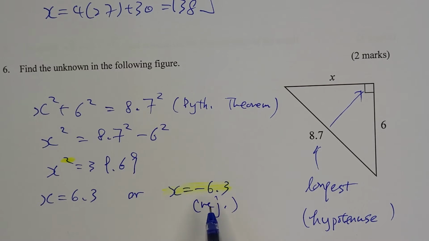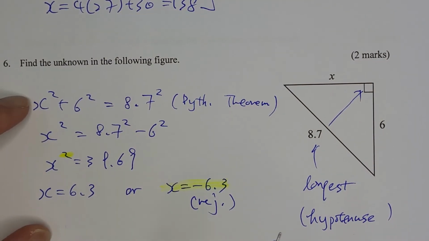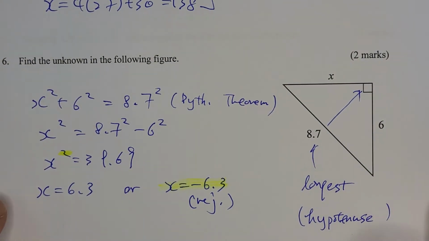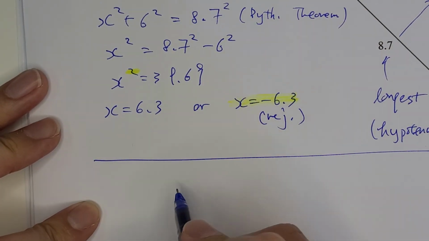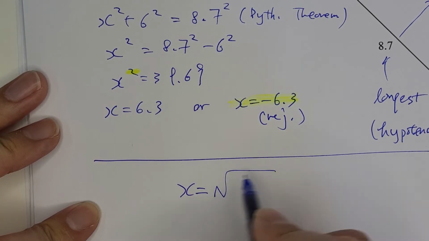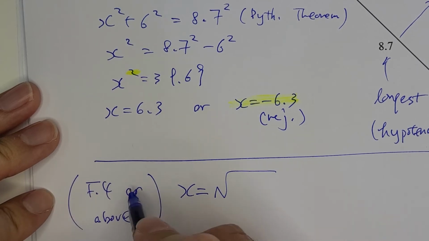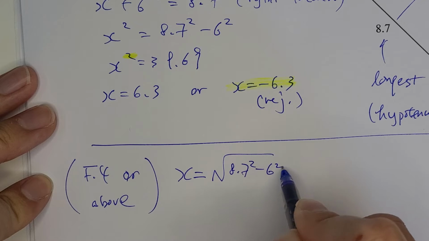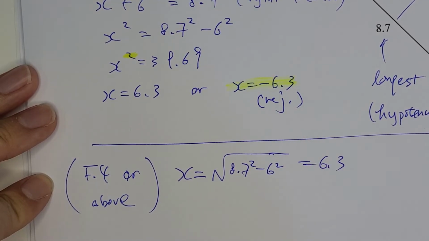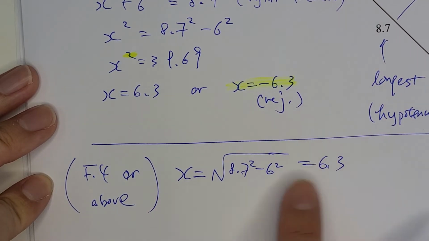You must have this one, okay? That's your criteria to use Pythagoras theorem. But of course, in the higher form, even though you are in form 4 or above, if they just ask you to find x, then you can write in this way. Okay, form 4 or above. x equals square root of 8.7 squared minus 6 squared, then there is 6.3. Because we understood the length must be positive, so you can use one line to write this.